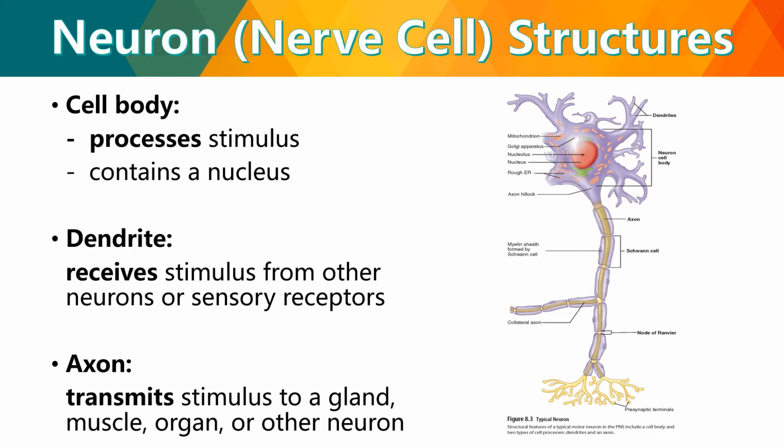The neuron or nerve cell structure. So for your neuron, what you first see is of course the neuron cell body. The neuron cell body is actually the one processing the stimulus, and it contains the nucleus of the nerve cell. It also has your dendrites, which receive stimulus from other neurons or sensory receptors. And posteriorly to the cell body, it shows you now your axon. This transmits stimulus to the gland, muscle, organ, or other neuron.